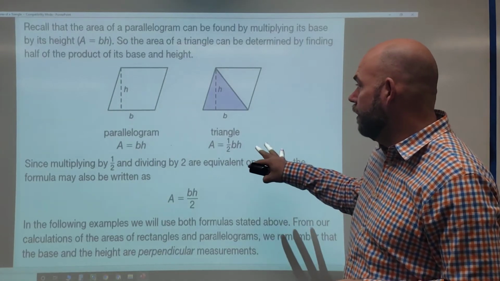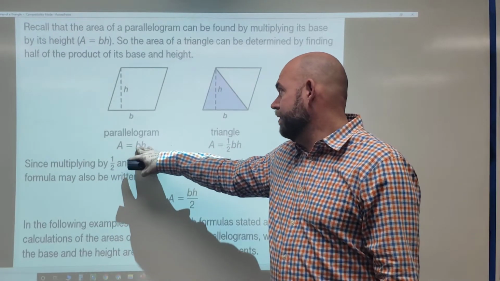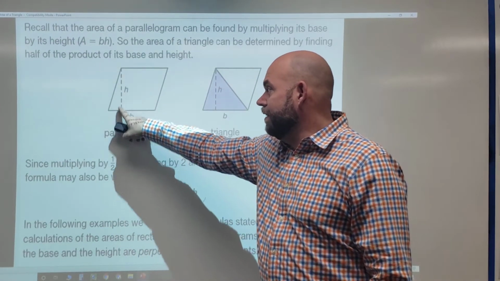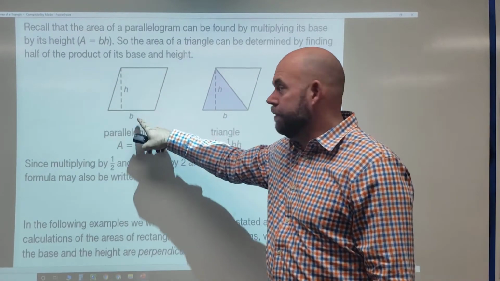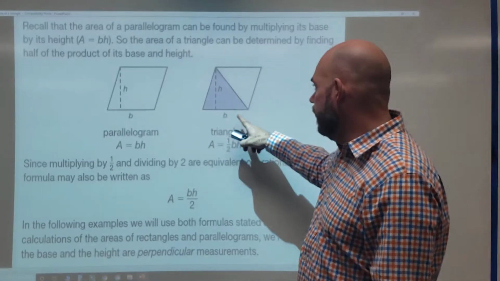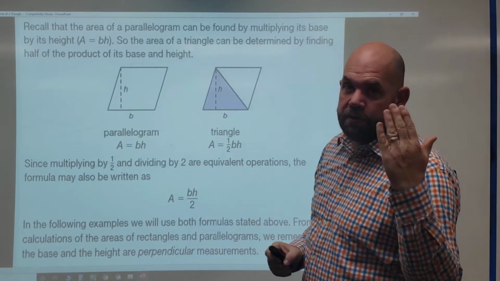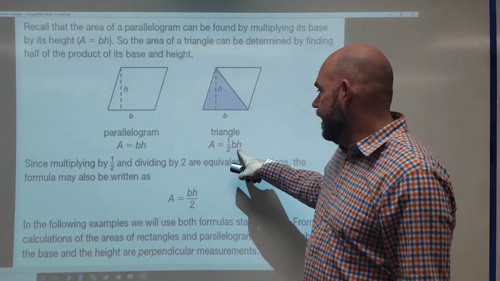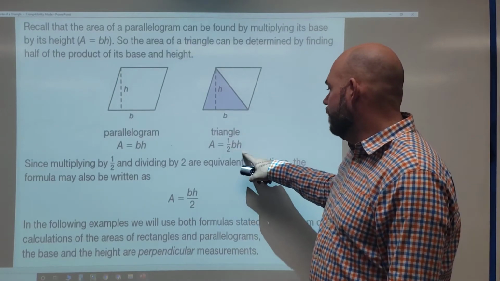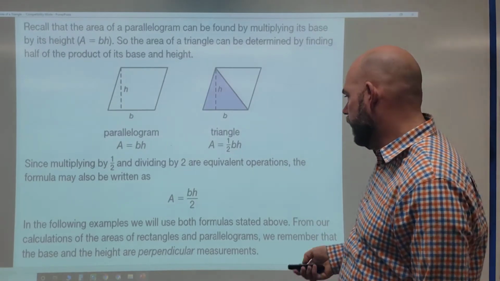So if we want to get our formula, the formula for the area of a parallelogram is base times height. Remember, it's the base, not the side length. Usually that's going to be longer than the actual height. So we're just looking at the height, and the base times the height is the area of a parallelogram. For a triangle, you just cut that in half. So you can do base times height divided by 2 or 1/2 base height. It's the same thing, okay?